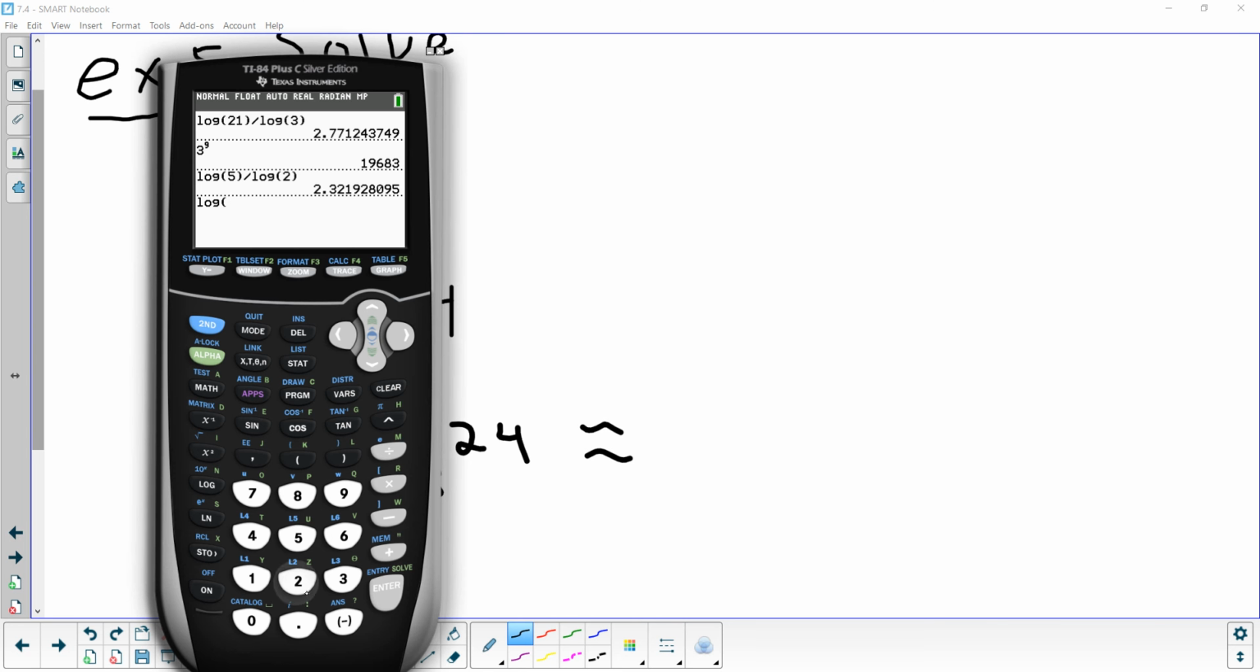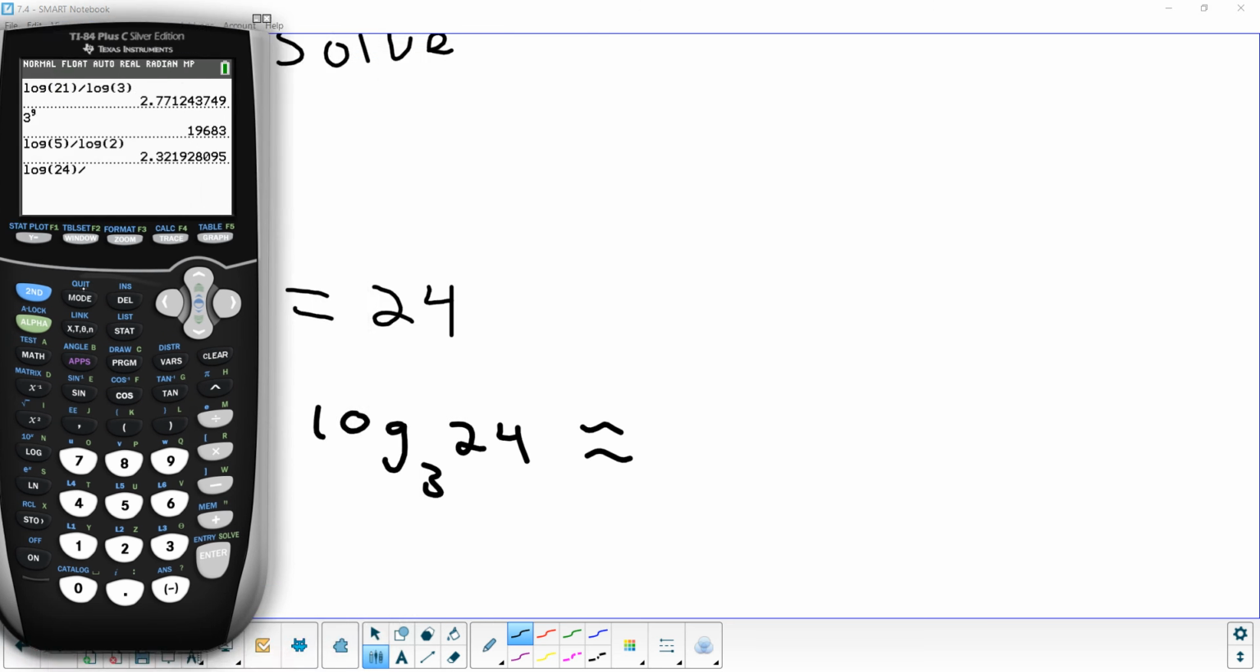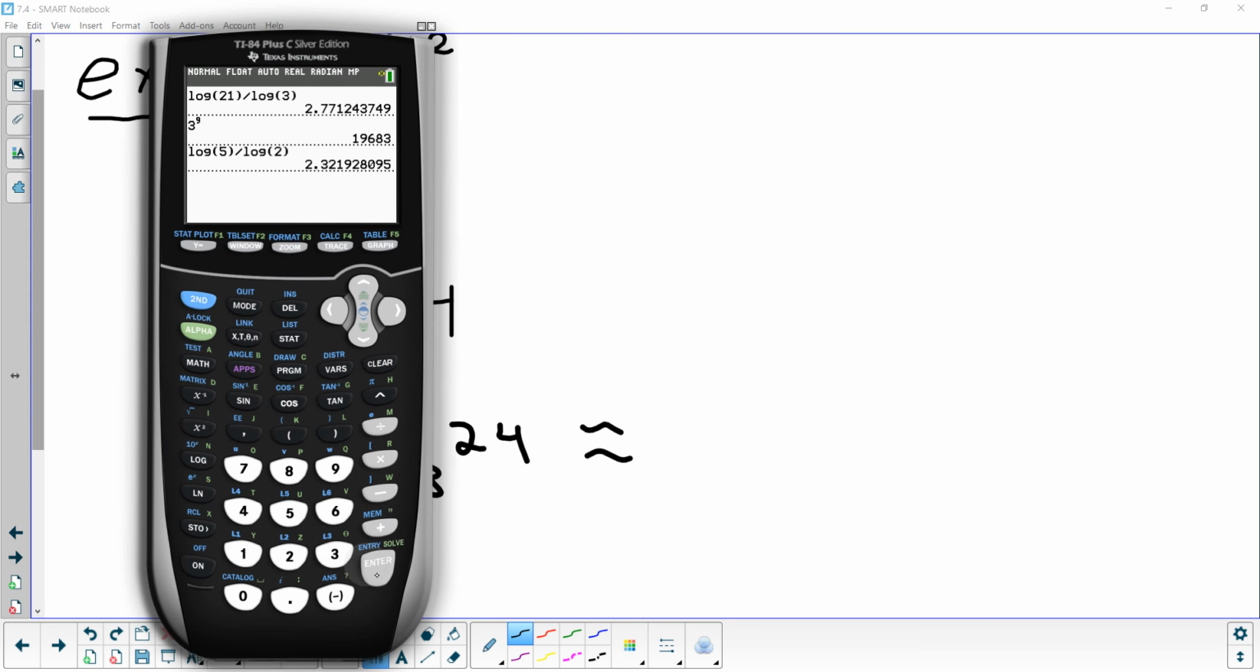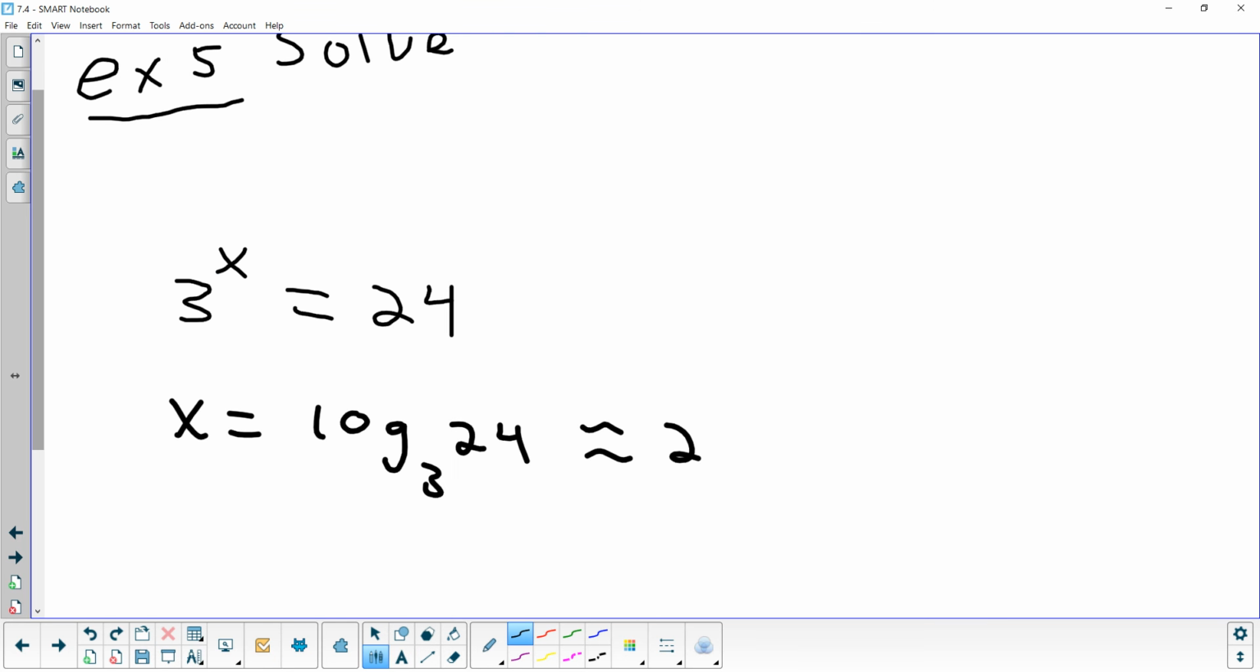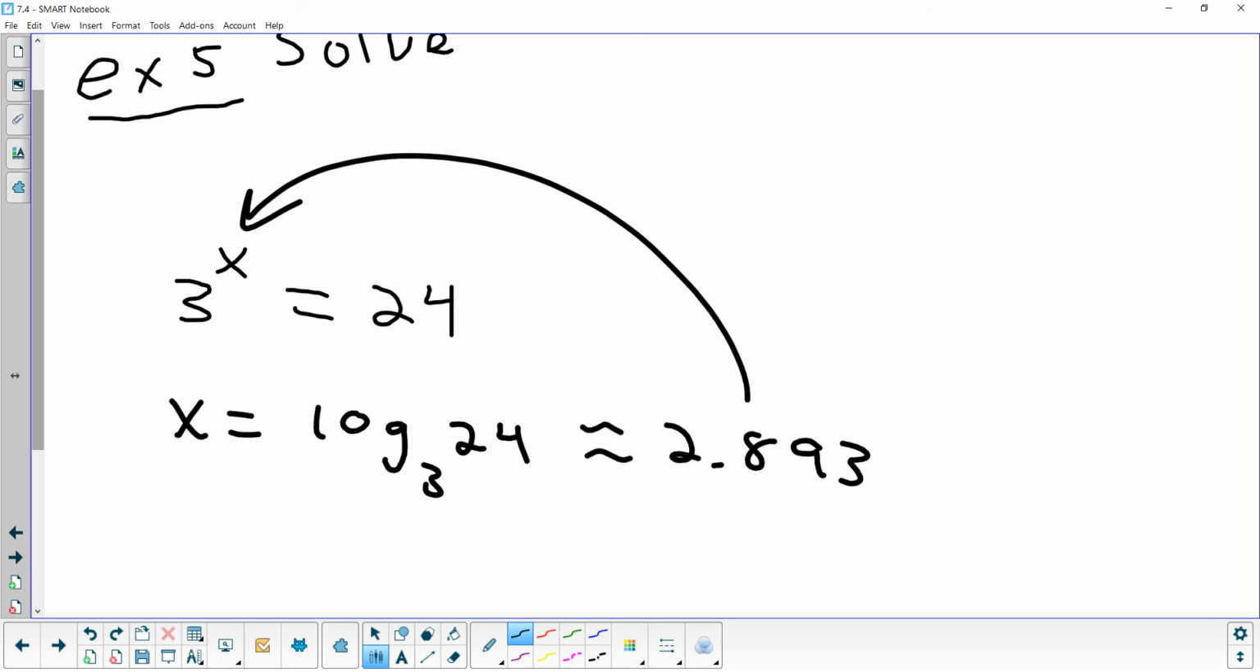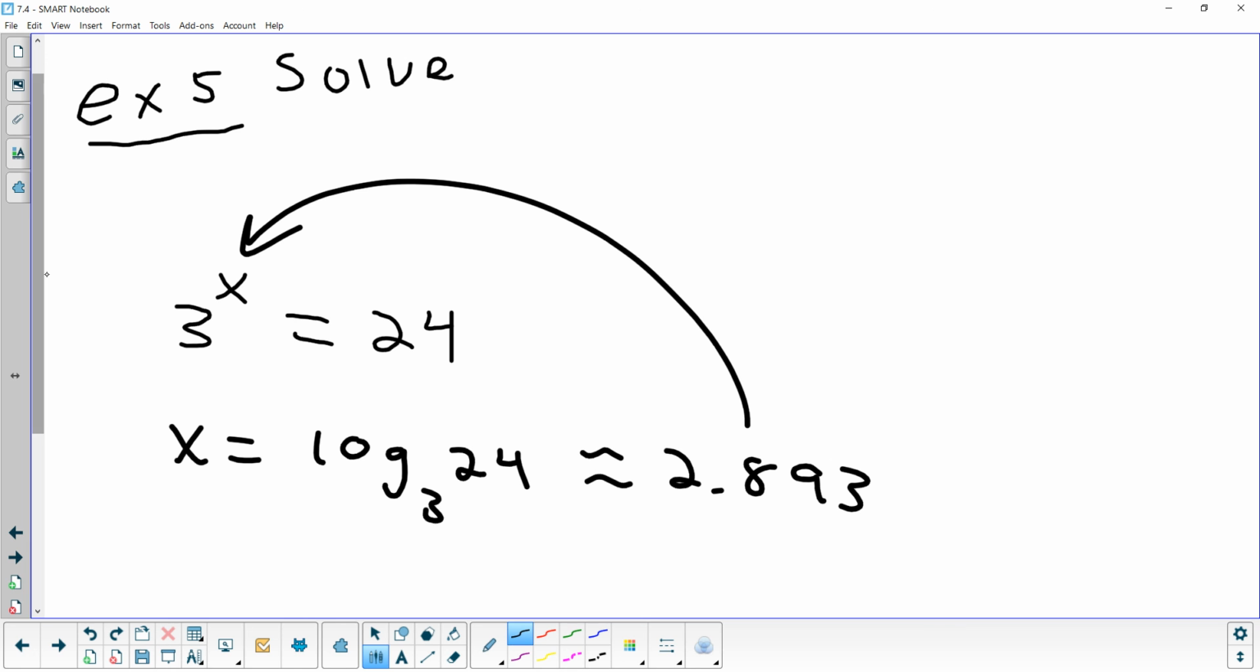And we'll type it in the same way. Log of the argument, divide by log of the base. In this case, 2.893. Make sure you round properly. And if you have time, that's easy enough to check. Just plug it in. Type in 3 to the 2.893 power on your calculator and see if you get 24. If you do, then you got it right. Okay. Questions on that one? All right.